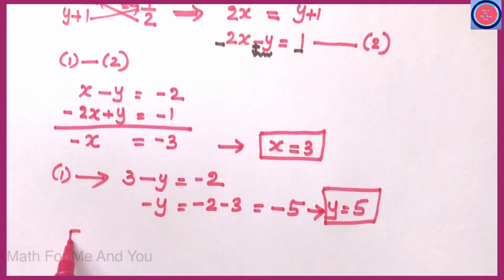Denominator also we got. Now we can write the fraction. It is 3 over 5. Numerator value is up and denominator value down. That's the answer.